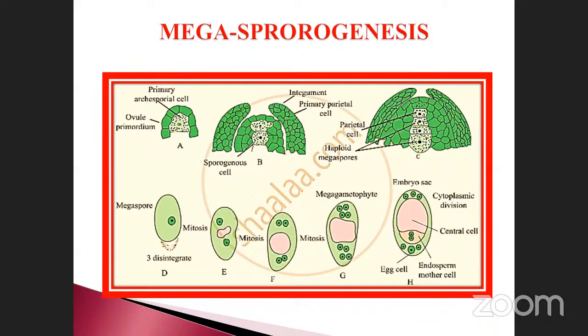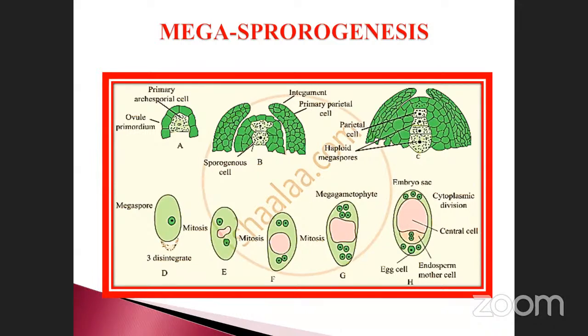You know very well about the embryo sac. This structure is called the embryo sac. What are the changes which occur inside? The megaspore has only one nucleus and one cell. It divides mitotically to give 2. Again, it undergoes divisions and the nuclei move to the poles.